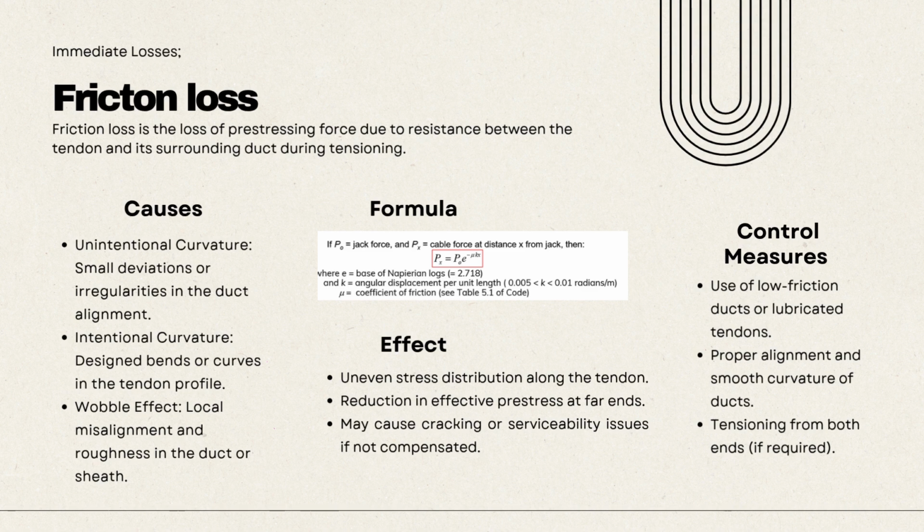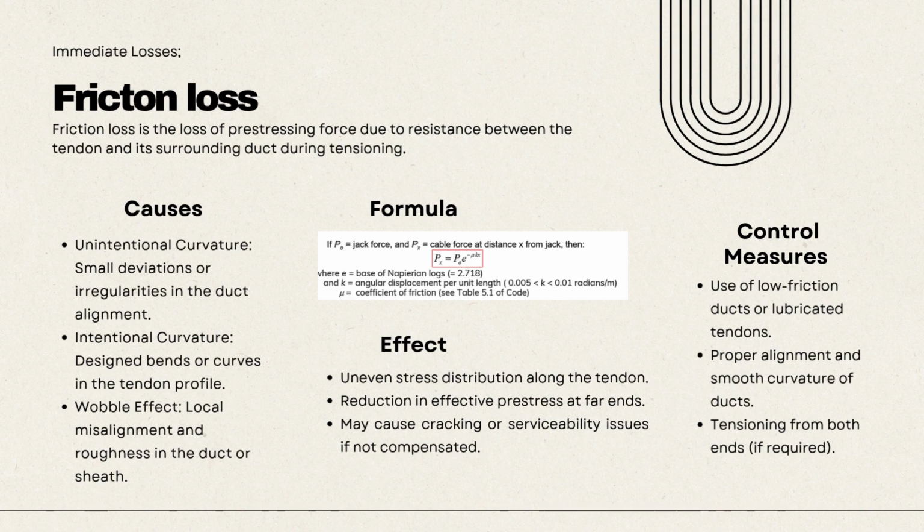So friction loss occurs when the pre-stressing force decreases as the steel tendon slides inside its duct during tensioning. This happens because of the resistance between the tendon and the duct wall. There are two main causes: intentional curvature, which is part of the tendon's design profile, and unintentional curvature or wobble, caused by slight misalignment or roughness in the duct. Both create friction that reduces the pre-stress as we move away from the jacking end. So this is the formula of the friction losses.